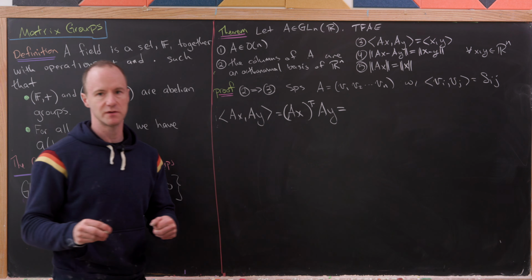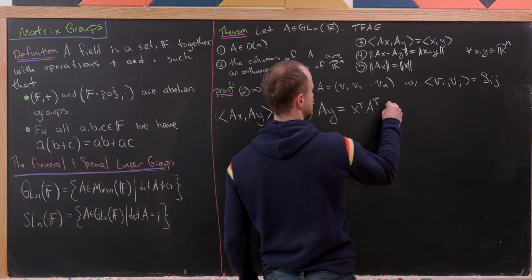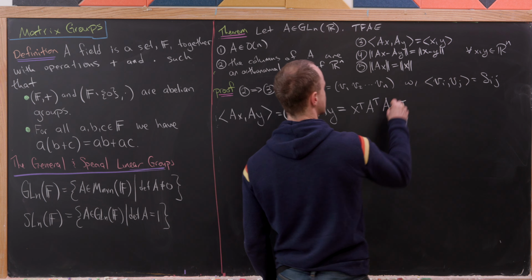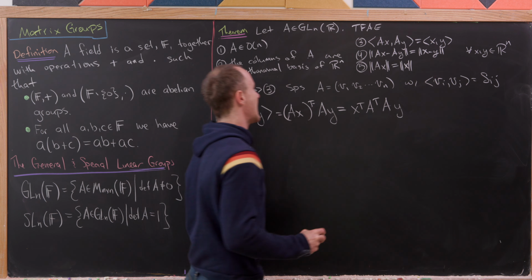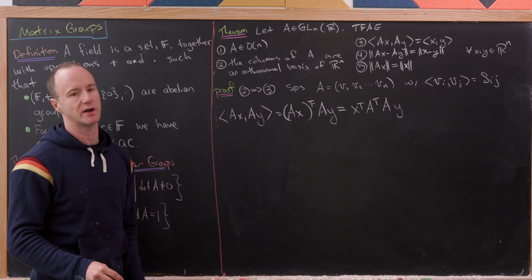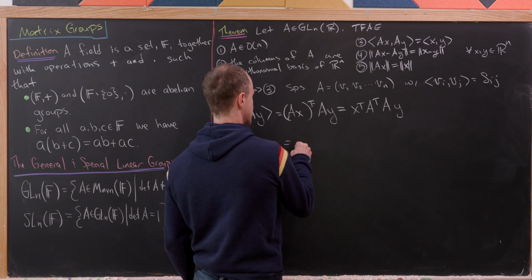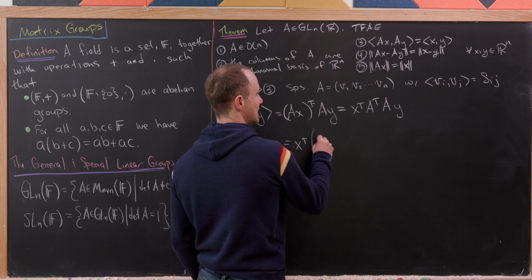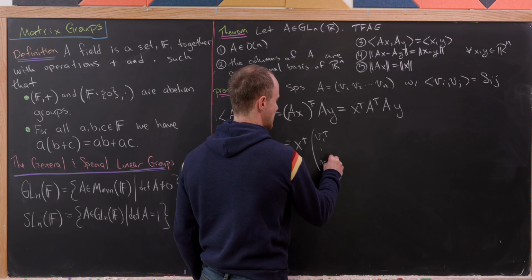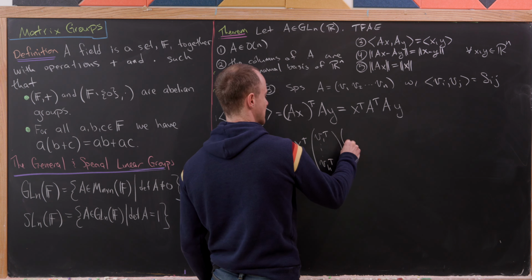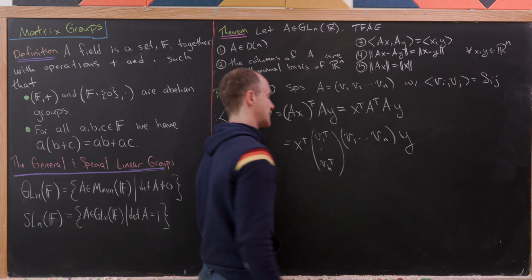But then the transpose switches the order of multiplication. That's going to give us x transpose, A transpose, A, y. And now you might say, well, A transpose A is the identity, but we're not assuming we're in O_n here. But notice that this essentially does everything for us. We're going to have x transpose, and then here we have v1 transpose all the way down to vn transpose. That's our matrix A transpose. And here we've got v1 all the way to vn, and then vector y.